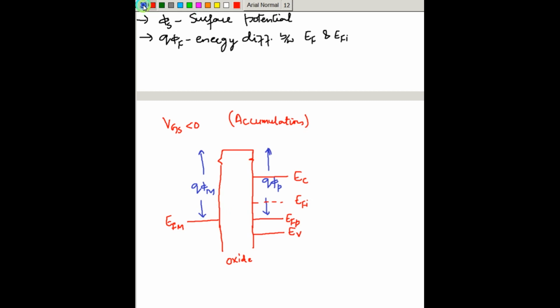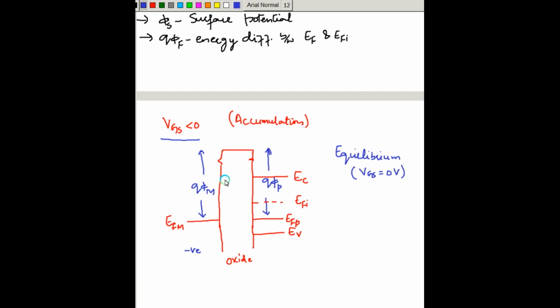This position holds for the MOSFET when it's in equilibrium. So this position holds when it is in equilibrium. Equilibrium means when no external electric fields are applied, that is when VGS is equal to 0 volts. Now we'll take the case when we are applying VGS less than 0. That means we are applying a negative potential on the metal side.